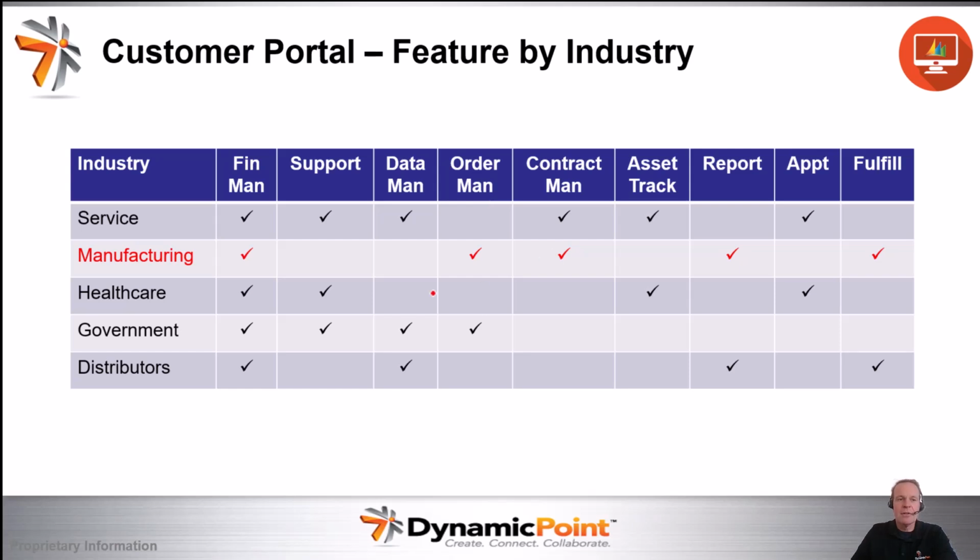So today, again, we're looking at a customer portal for a manufacturing customer. And the features that are the most popular to this industry were financial management uses of the portal, order management, contract management, reporting, and fulfillment. In the next step, we're going to go into detail on what each of these means. But again, just because you don't see a box check doesn't mean it couldn't be applicable to the manufacturing industry. It just didn't seem to be as popular.